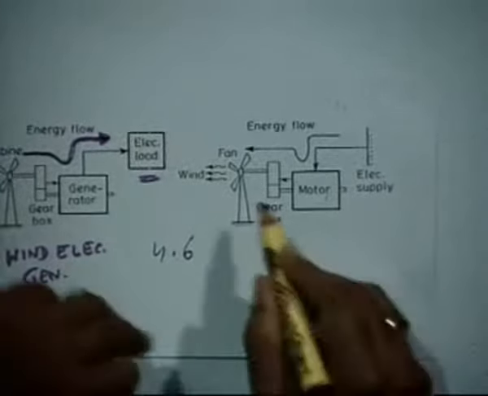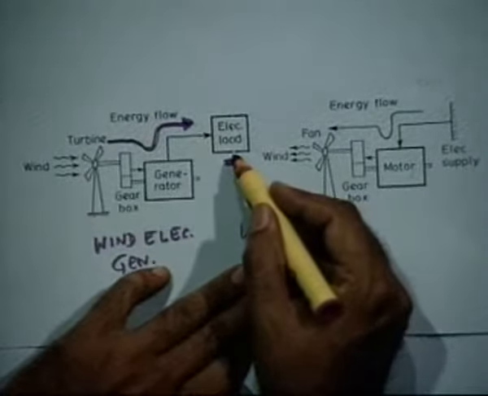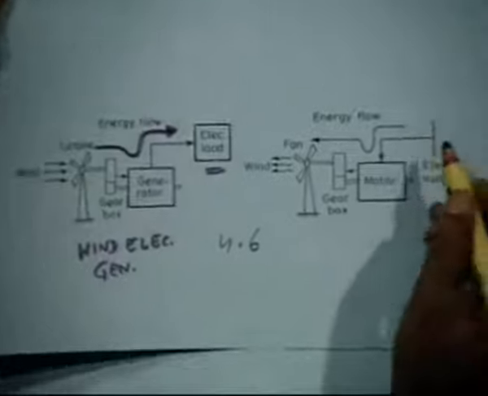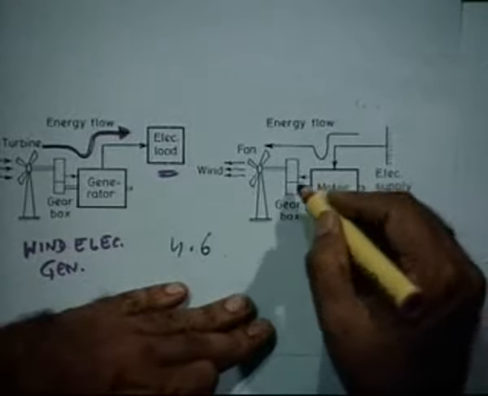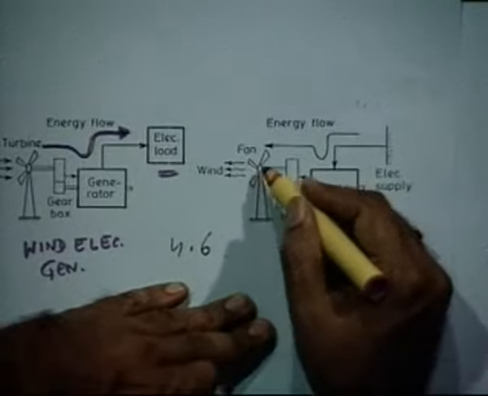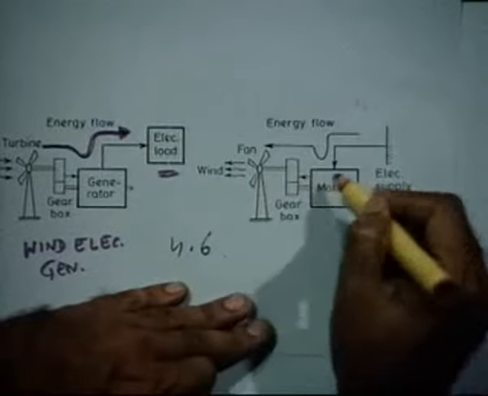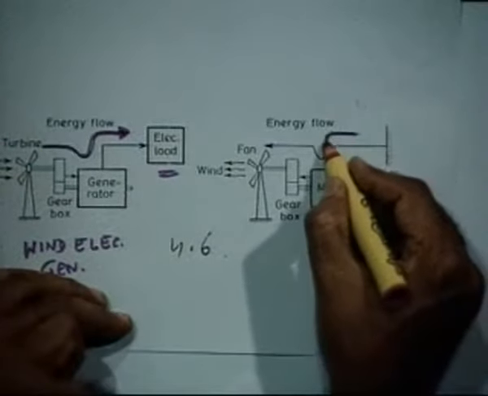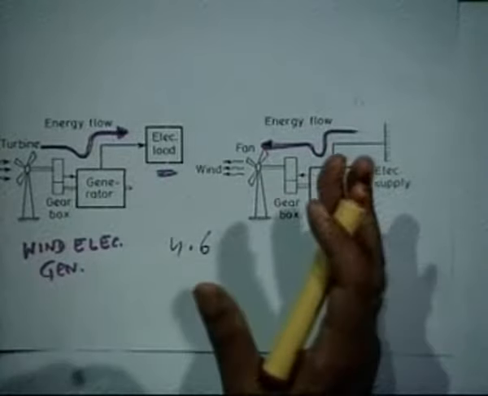Now a reverse case we can see. The reverse case is a fan. Here you have an electrical supply, whereas earlier you had an electrical load, meaning electrical power was taken out. Now you are giving electrical power from the supply to drive a motor, and this motor through a gearbox drives a fan. So the wind is coming out, and the energy flow is in the other direction. This is a simple example of motoring and generating, and how the energy flow reverses.